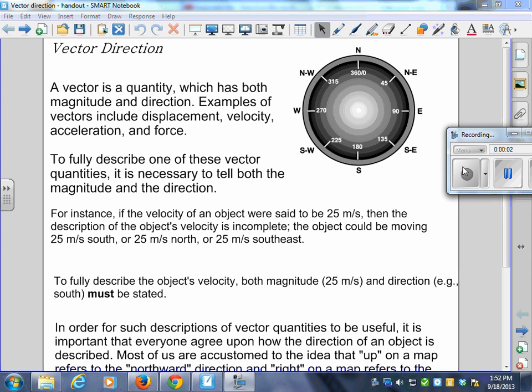Let's begin having a look at, we're going to do a little bit of review on vector direction here, and then we're going to talk about adding vectors. Okay? So, just follow along in your little handout there.